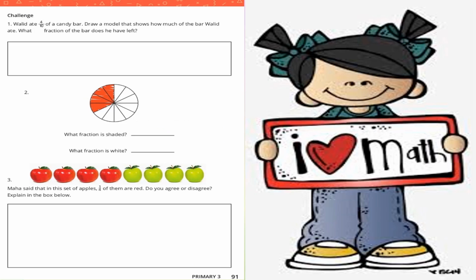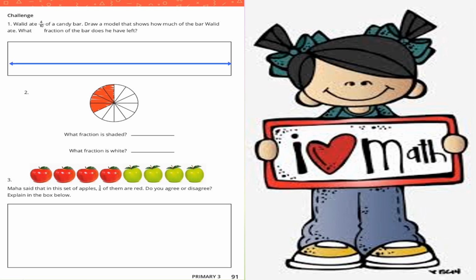Our challenge here, number 1: Walid ate 4/10 of a candy bar. Draw a model that shows how much of the bar Walid ate. What fraction of the bar did he leave? Draw a model here, it means like a number line. So look, the fraction here is 4/10. So look, the denominator here is 10.